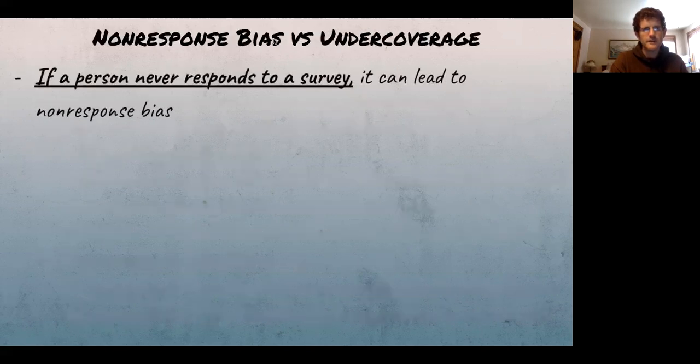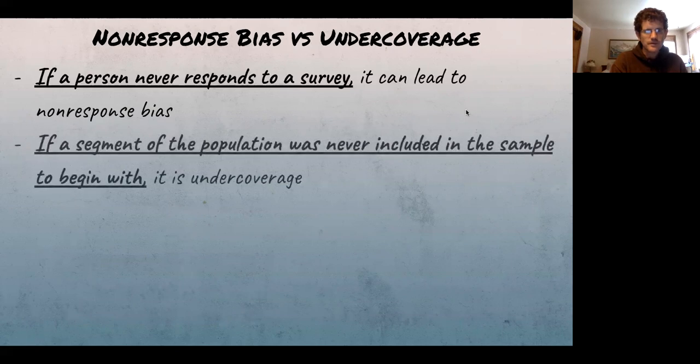Just to clarify the difference between these two: if a person never responds to a survey that they were included in, then that is non-response bias. But if a segment of the population was never even included in the survey, in the sampling to begin with, that's undercoverage. Hopefully this helps to clarify. Another thing to say is undercoverage happens in the sampling design, and non-response happens after the sampling design is done and you start getting your responses back.